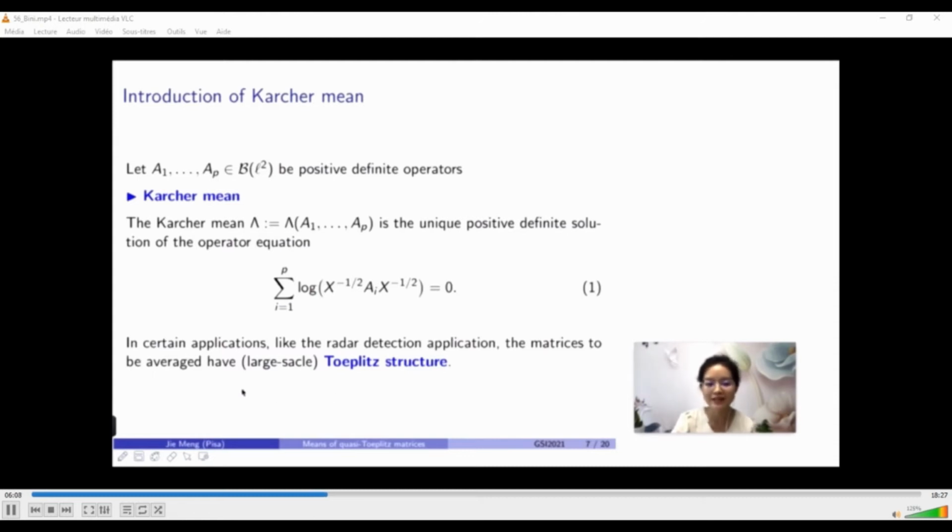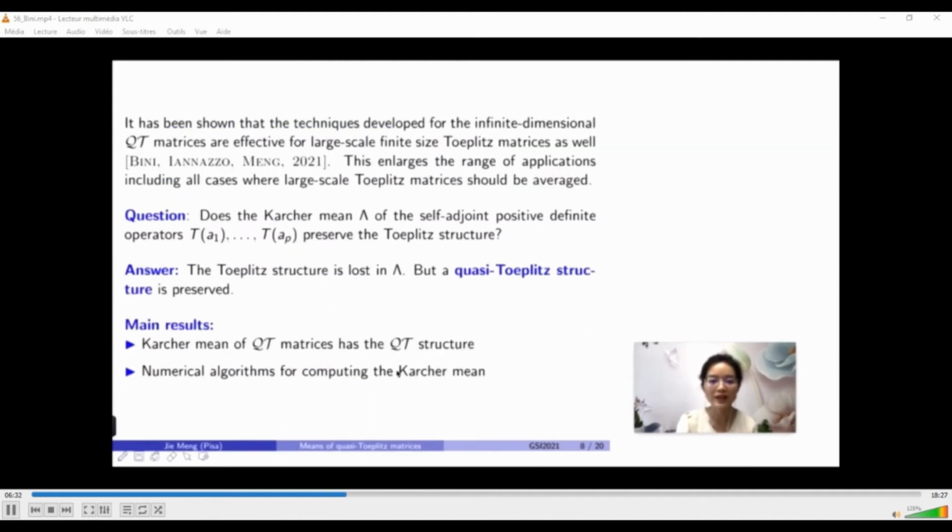And in practice, they are large-scale Toeplitz matrices. So, as a natural question, we would like to ask: if the matrices to be averaged have a very special structure, then does the mean preserve the same structure? To answer this question, in our paper, we studied the Karcher mean of infinite dimensional quasi-Toeplitz matrices.